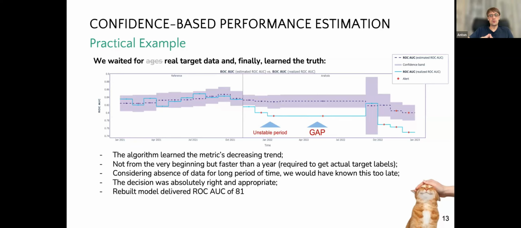In retrospect, the decision to rebuild the model early was absolutely right and timely. Taking the data gap into consideration, we didn't have a lot of new data to use, but we decided to buy external data. As a result, we built a new model using all available data with ROC AUC increased up to 81%. It's not the initial value, but it's way better than it might have been without action.